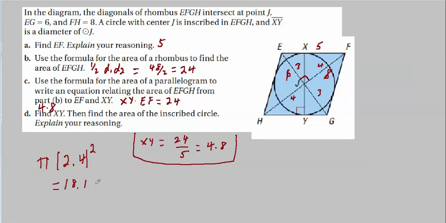Okay. Next they say explain your reasoning. I'm not sure what there is to explain. I mean, the diameter was 4.8. Half of that is the radius. That's the explanation. And the area is pi r squared. So I guess your reasoning is that the radius is half of the diameter. Good reasoning. It definitely is.